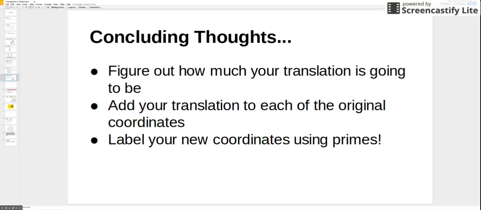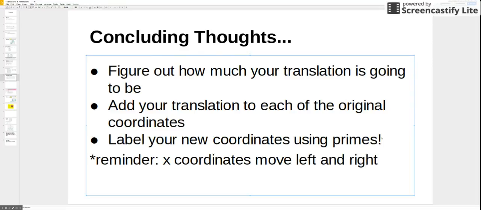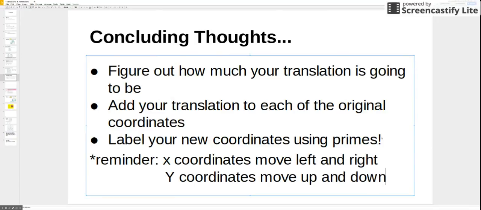All right, some concluding thoughts. Figure out how much your translation is going to be. Okay, so figure out that ordered pair first. Then you want to add your translation to each of the original coordinates. And then you want to label your new coordinates using prime. And just a reminder, the x coordinates move left and right, and the y coordinates move up and down. Okay?